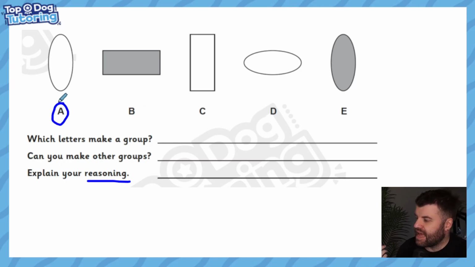I'm going to group together A, D, and E. How are they the same? Well, it's not color this time. It's to do with shape. They're all oval shapes. And therefore another group would be B and C because they are rectangles.